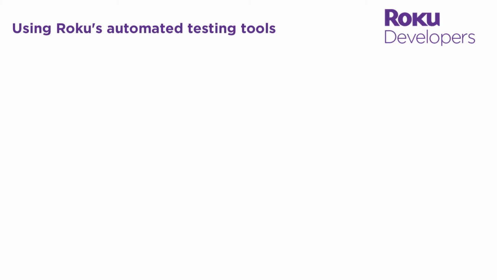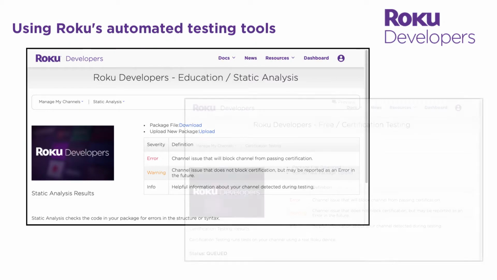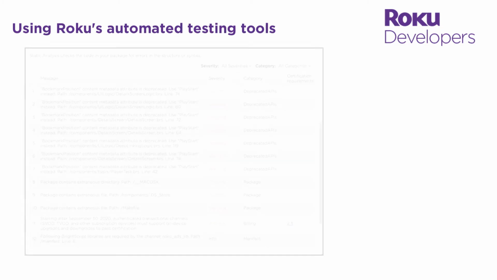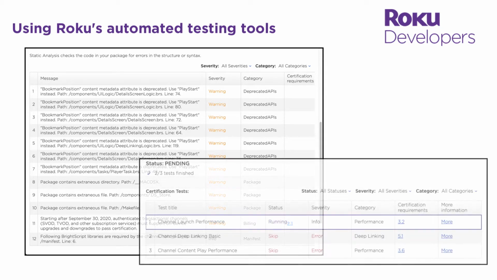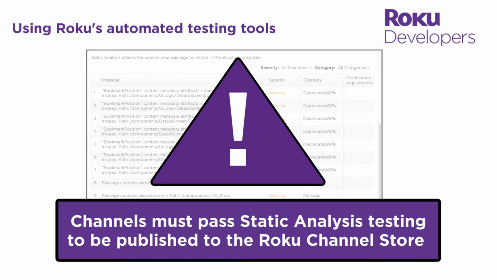Once you've completed your channel testing, you can use Roku's static analysis and channel behavior tools to get immediate feedback on whether your channel has any issues before submitting it for certification. This reduces development and testing time, as you do not have to wait for Roku to provide testing results before fixing your channels. Channels must pass static analysis testing in order to be published to the Roku Channel Store.